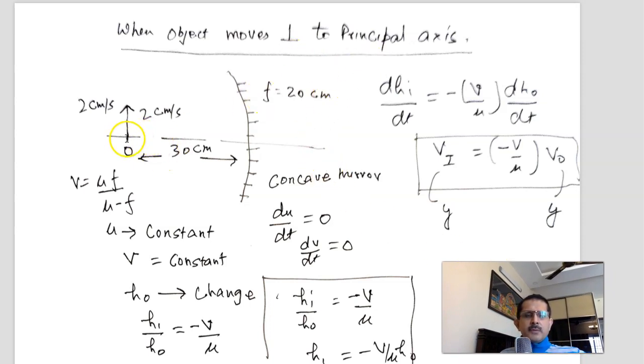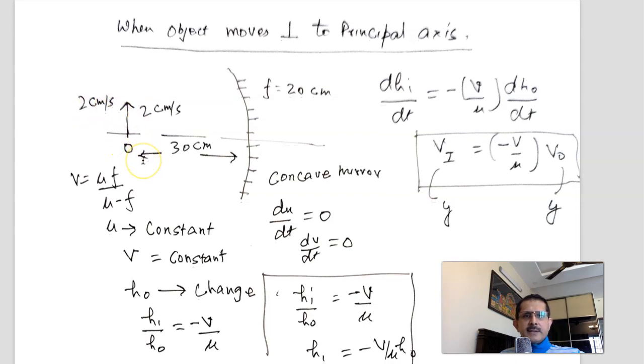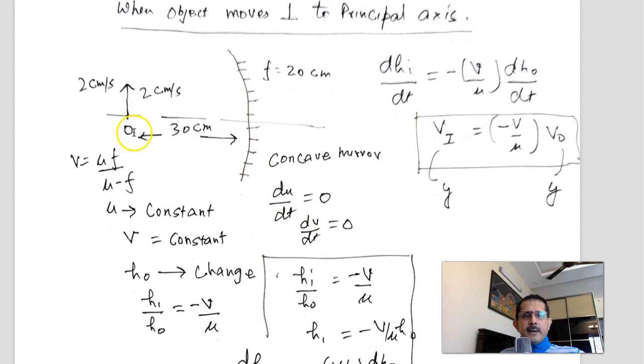So if the object moves perpendicular to the principal axis, let's say the speed given here is 2 centimeter per second. This is the distance, 30 centimeter. F is equal to 20 centimeter. Now this is the concave mirror, remember. So in a concave mirror, focal length is always minus 20. Now V is equal to UF by U minus F. We know U is constant and V is also constant.